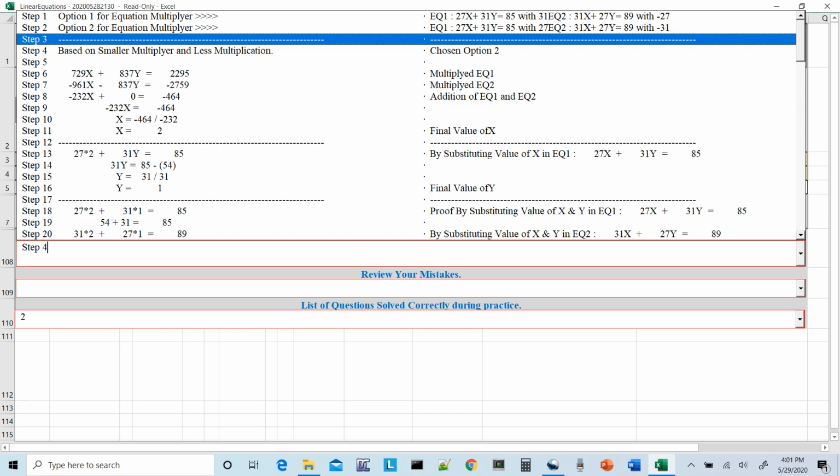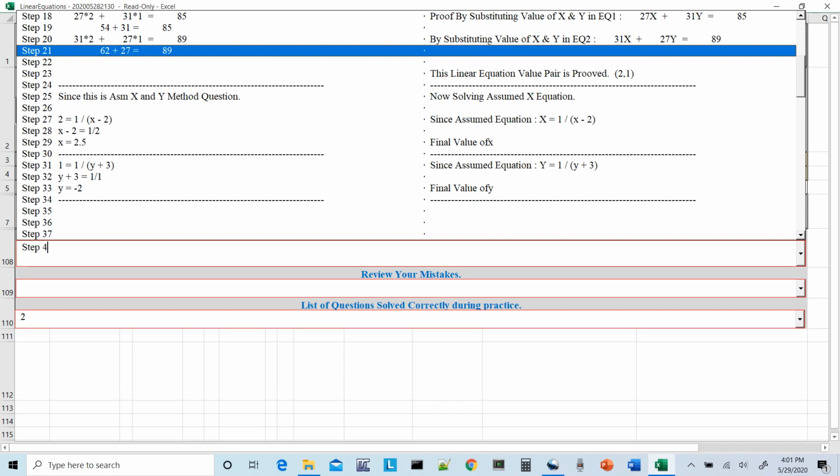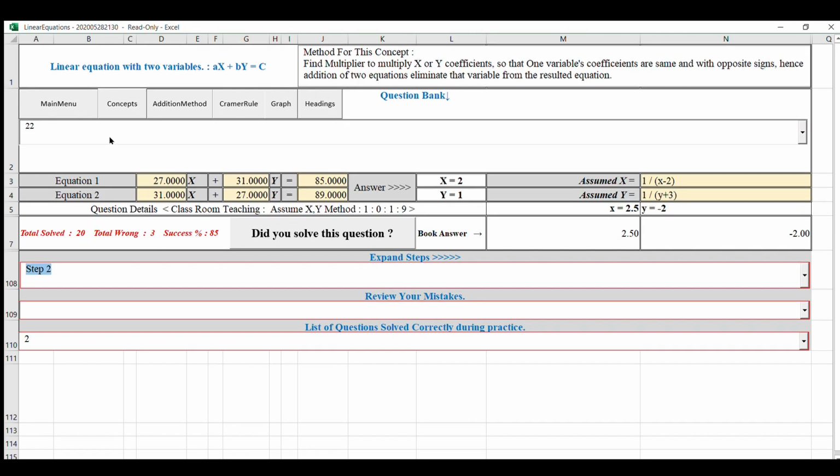And what is that sum number? Sum number 22. All right. Now look at the steps. Same thing. After converting, it has solved using the addition method, and at the end, capital X was found to be 2. So 2 is equal to 1 upon x minus 2, and it has solved. X minus 2 is equal to 1 upon 2. So x is equal to 2.5. Y is equal to minus 2. So this is another example.